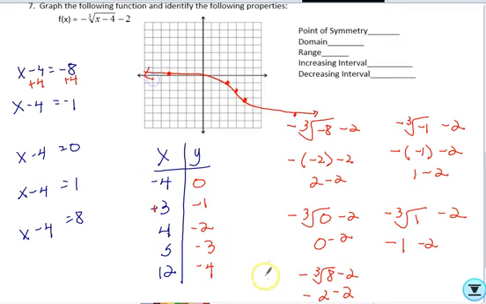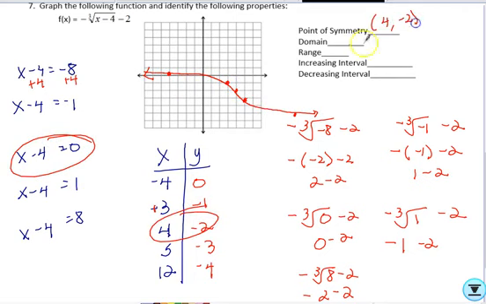Ta-da! There's our graph. Our point of symmetry is when the argument was 0. Domain X is all reals. Range Y is all reals. Increasing is none. And the decreasing is everywhere. That is X is all reals.